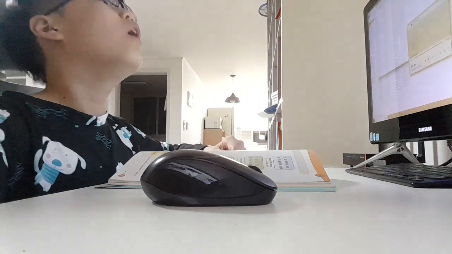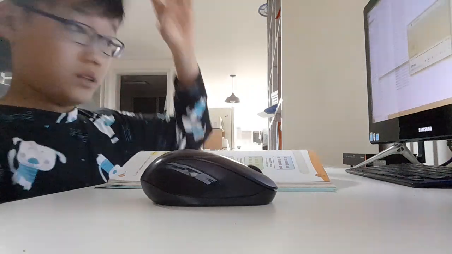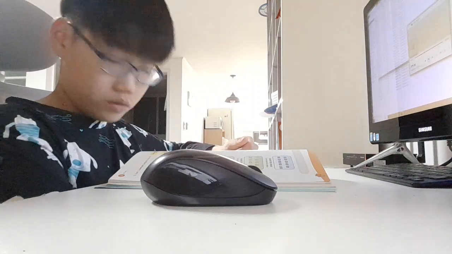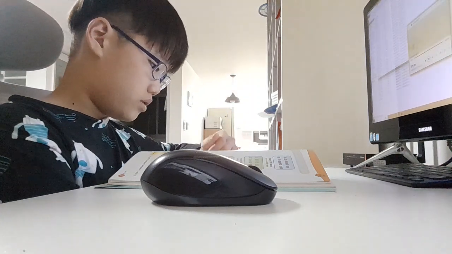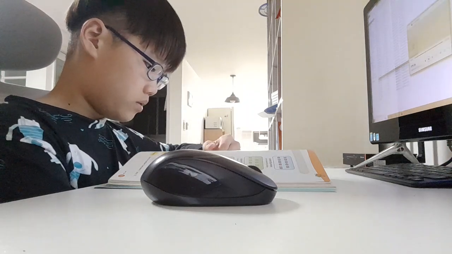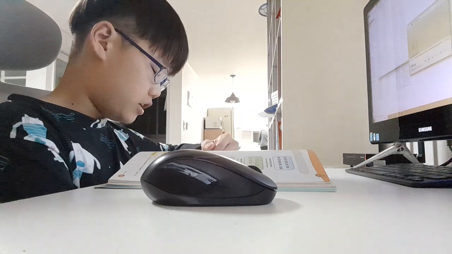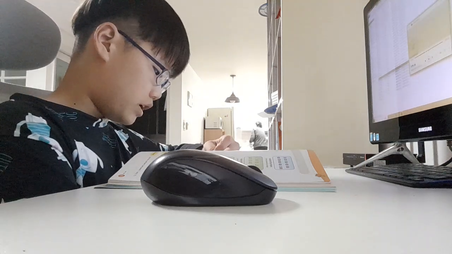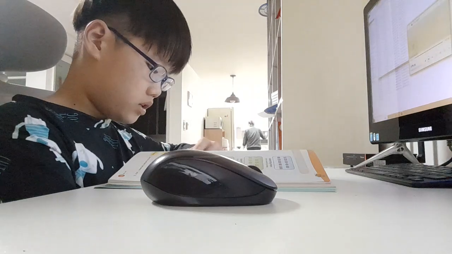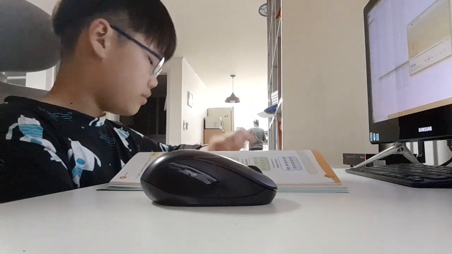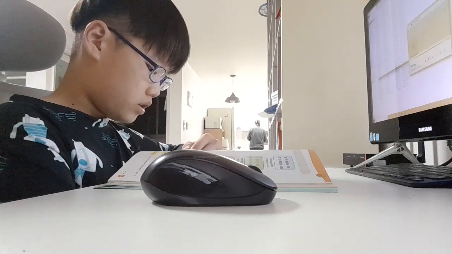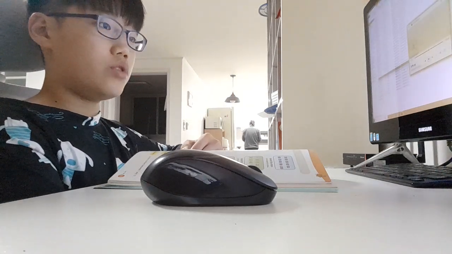Counting by fives. 5, 10, 15, 20, 25, 30, 35, 40, 45, 50, 55, 60, 65, 70, 75, 80, 85, 90, 95, 100.